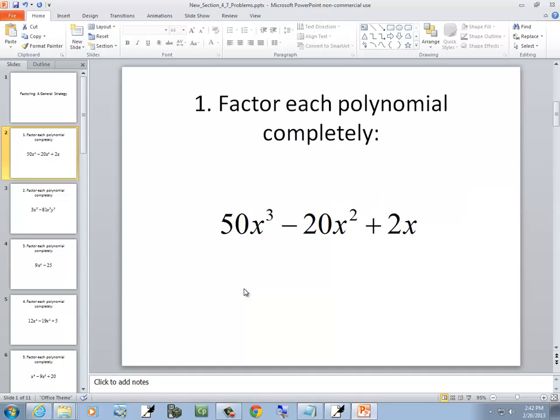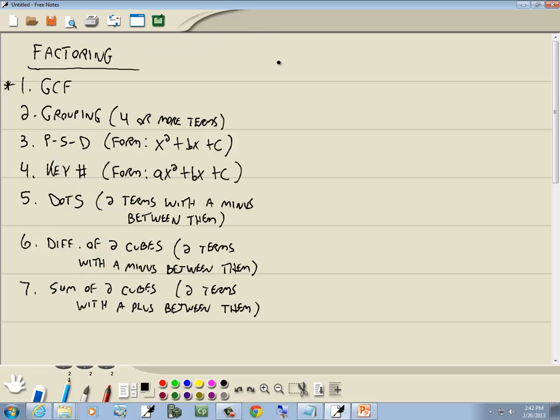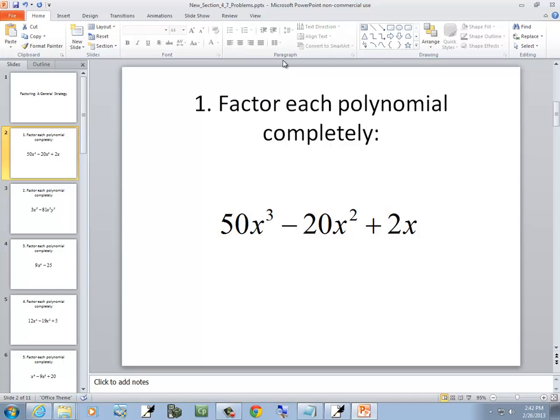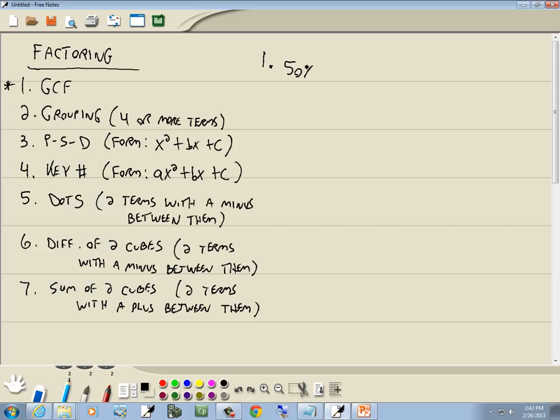Let's look at our first problem. We got 50x to the third minus 20x squared plus 2x. Now always our first method is GCF, so we'll do that first. They're all divisible by 2 and they all have an x. So I'll factor out 2x, and that leaves us 25x squared minus 10x plus 1.